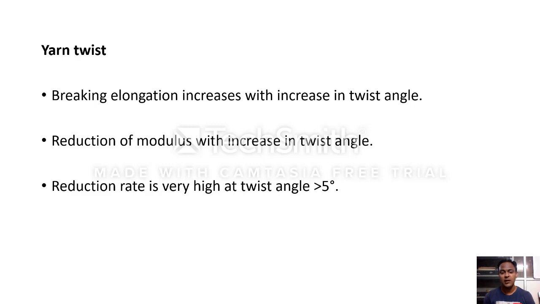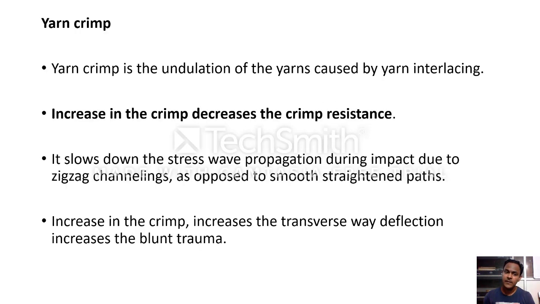In order to keep the yarn twist low, we should keep the yarn twist angle to be less than 5 degrees. It should be low. Otherwise what will happen? It will reduce the modulus and it will increase the breaking elongation.